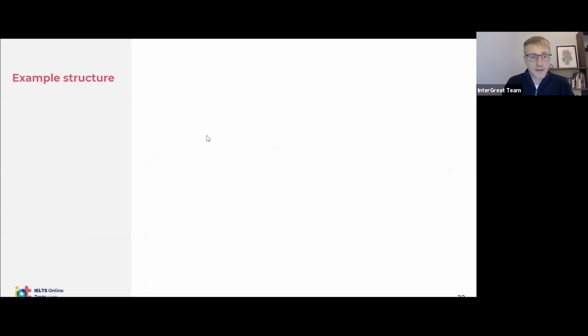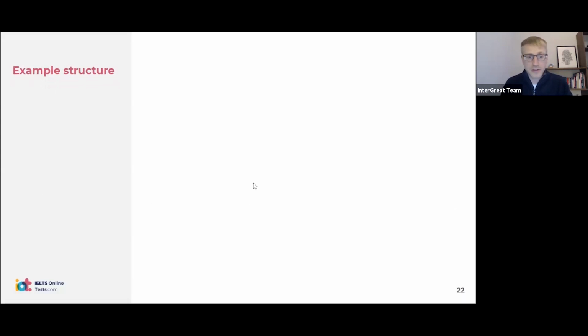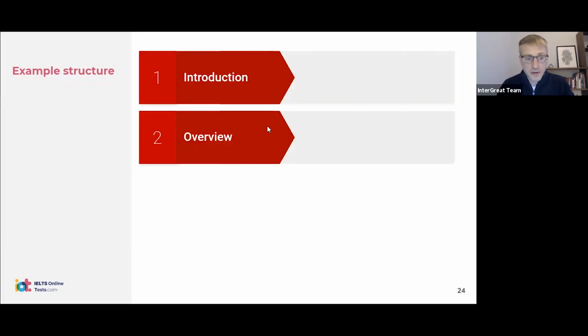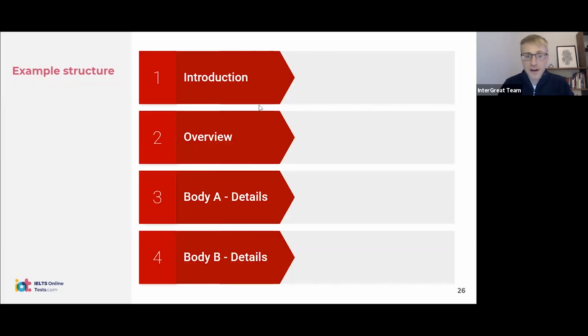And we typically, for task 1, use a 4-paragraph structure. Sorry guys, my screen has just frozen, so I'm going to hopefully bring this up for you in a second. There we go. Okay, so there's our 4 paragraphs.